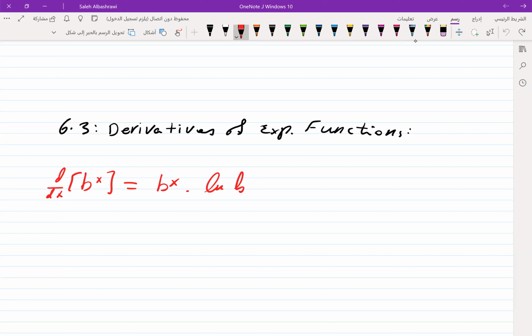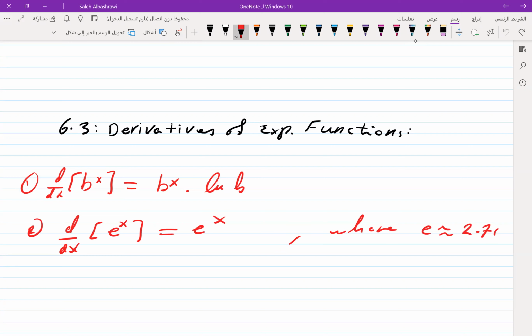by ln of b. And for the natural one, d by dx of, if the base is e, then I will have e to the power x, where, as we said before, e is just an approximate number equal to 2.71. This constant.